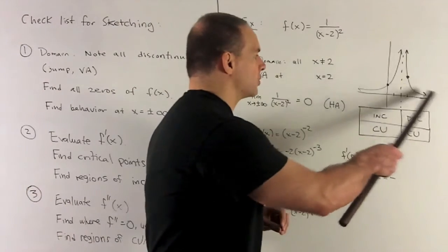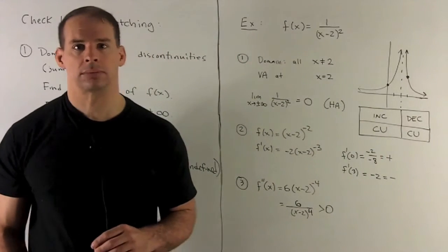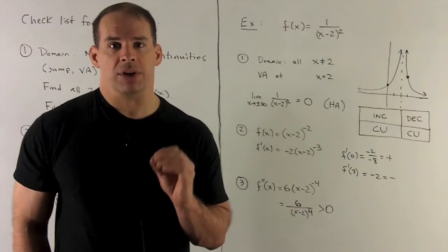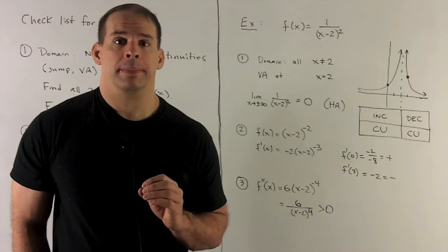Okay, we see this. That's going down like that. This is coming down like this. That's everything we can do without the first derivative. So we move to our second point.